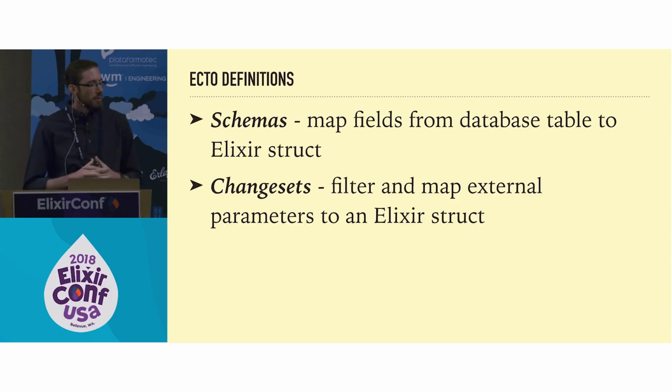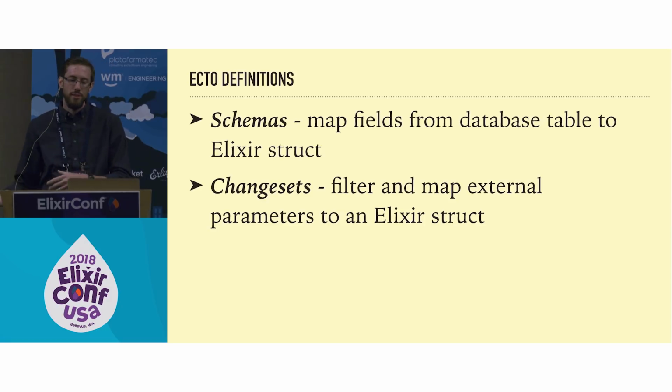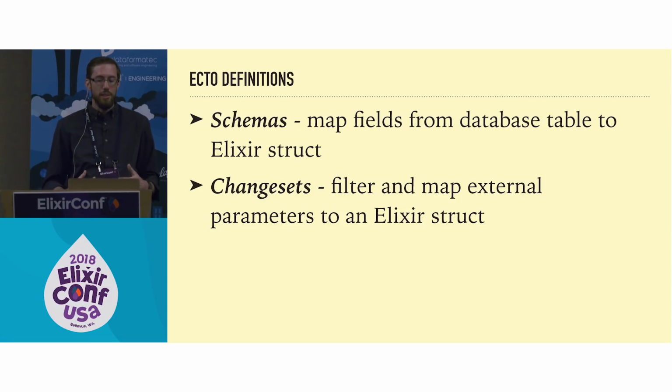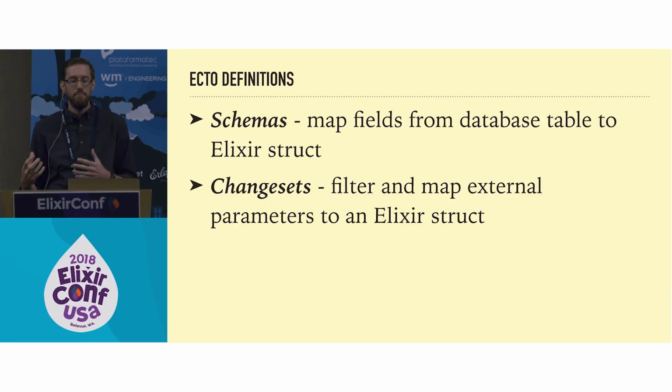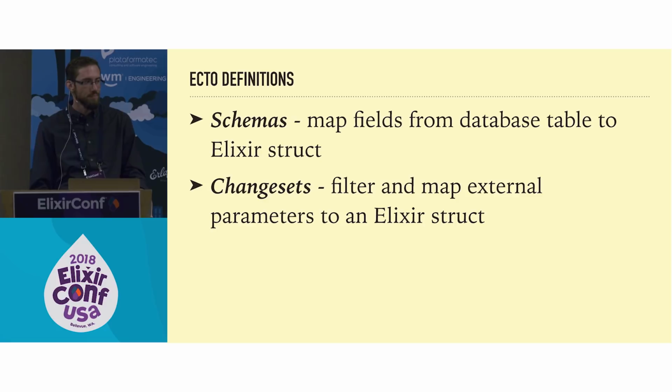If you're not familiar with some of these terms from Ecto, schemas map fields from any data source into Elixir structs. Typically, these are from a database, but as you'll see later on, they don't have to be. Changesets provide a way to filter and map external parameters, such as from a form on the web, to an Elixir struct, as well as a mechanism to validate and track changes before they are applied to the data source.